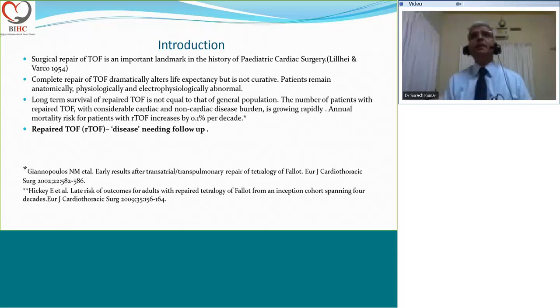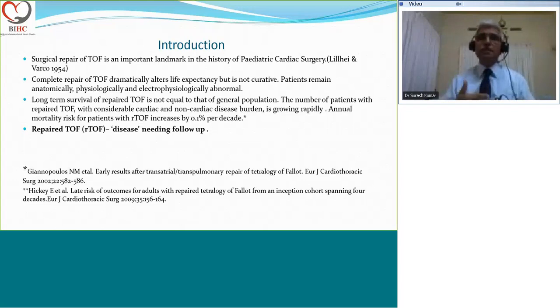It is true that complete repair of tetralogy alters the life expectancy dramatically, but it's not curative. The patients are abnormal, their hearts are abnormal, anatomically, physiologically, and electrophysiologically. And long-term survival of repaired tetralogy is not equal to that of the general population.